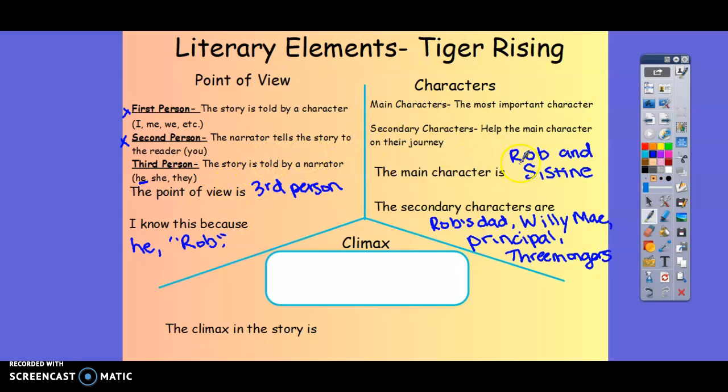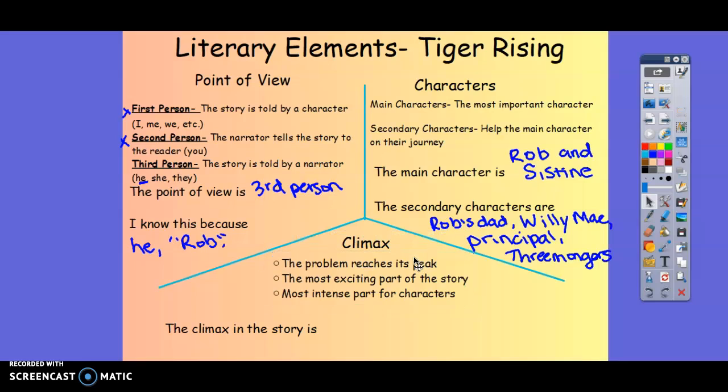Okay, very good. The last part we're going to talk about is the climax. The climax, like we said earlier, is like the most important part of the story, or a very important part of the story. It's kind of like the top of the mountain there. It's very intense and important for the characters. So to figure this out, you kind of want to think back to things that have happened. So you can think back to the beginning, and the climax usually isn't in the beginning of the story. It's usually in the middle or towards the end of the story.